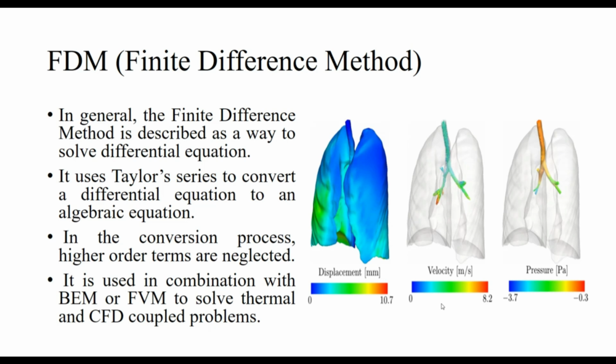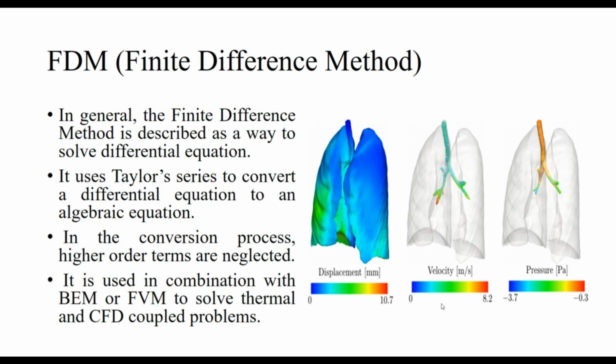Generally an engineering problem will be defined in the form of differential equations, and this FDM method is one of the techniques that can be used to solve these differential equations. So what happens, we are going to use the Taylor series to convert this differential equation into an algebraic equation so that we can solve the algebraic equation more easily. But in the process of conversion, higher order terms are going to be neglected.